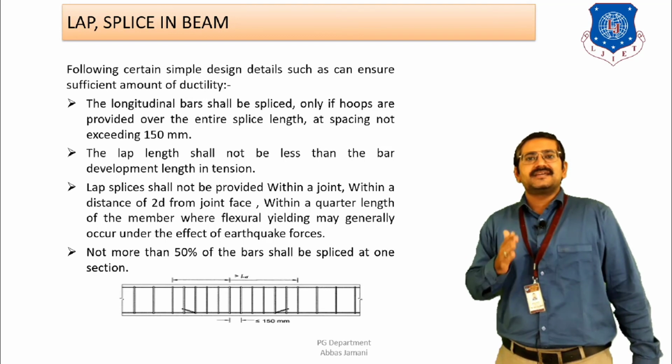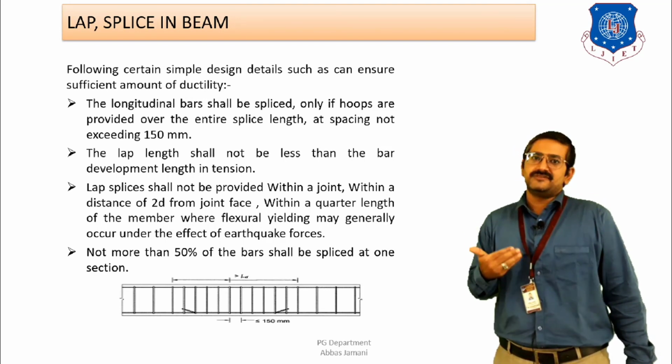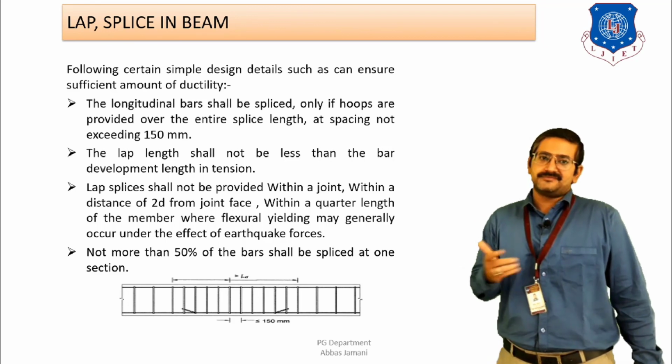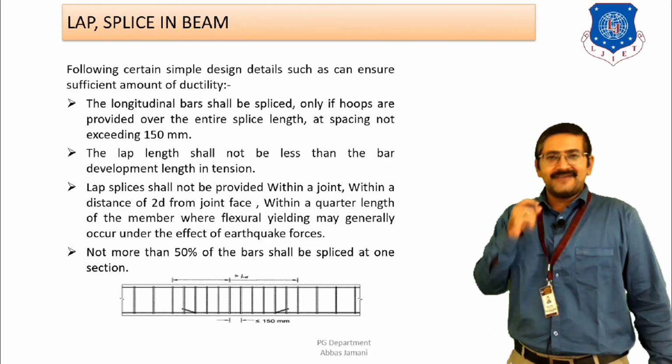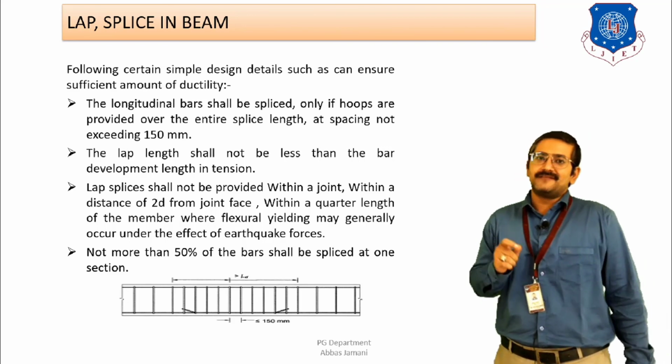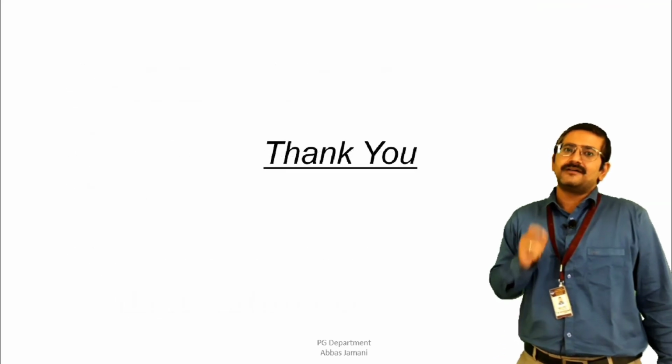So all these three criteria may govern depending upon the situation, and these three criteria have to be checked, and accordingly the location of the lap splice has to be decided. And wherever the lap is provided, the maximum spacing of the loop should be 150 mm. It should not exceed beyond 150 mm.